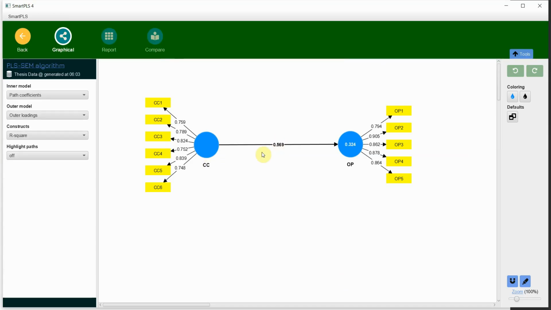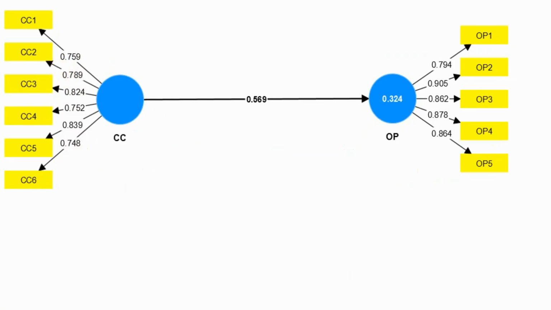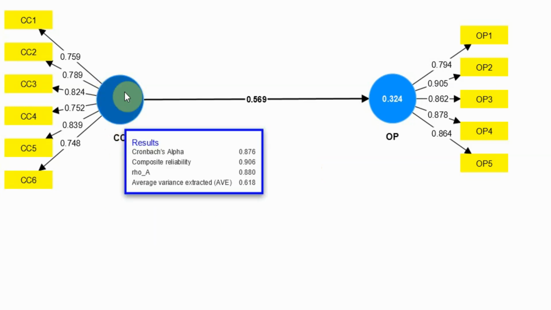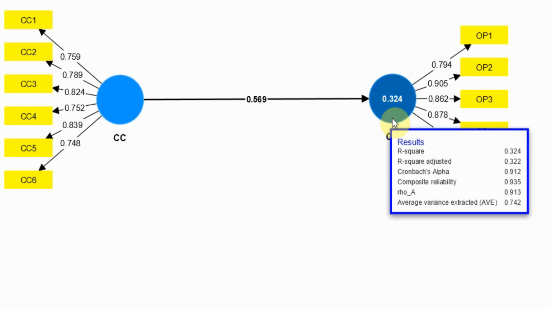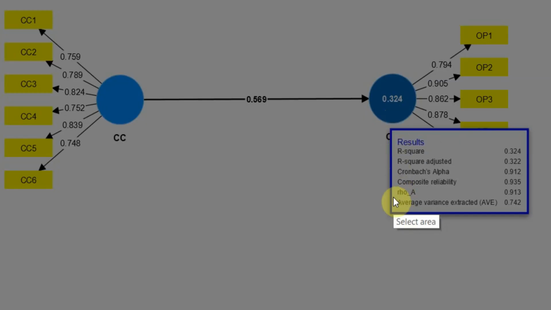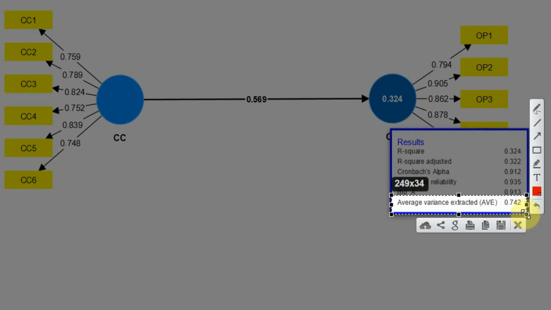Now here is your output. These here are your loadings, and this is your R square. Your AVE is calculated based on these loadings. For now I'm interested in finding out whether my AVE values are greater than 0.50 for these two constructs. If you hover your mouse around this latent construct, you will see the AVE values, the average variance extracted. Here it is, 0.618. And for OP, it is here, 0.742. In both cases, the value is greater than 0.50.